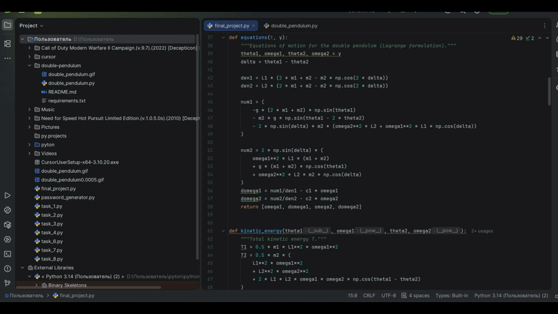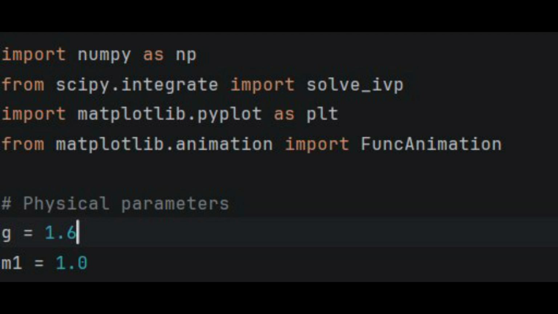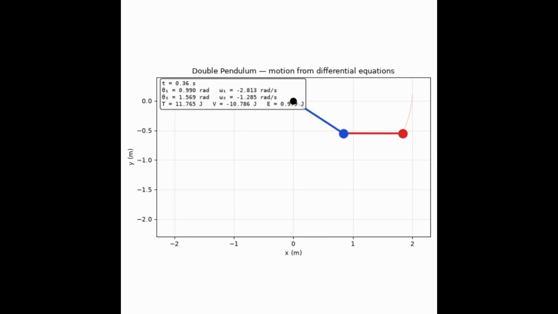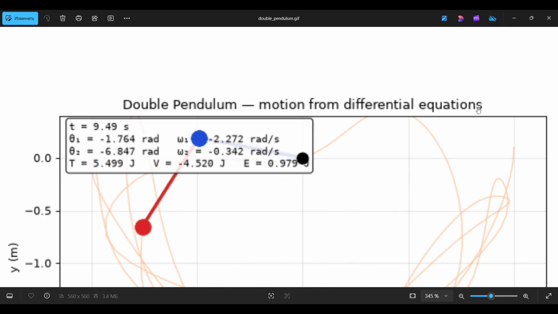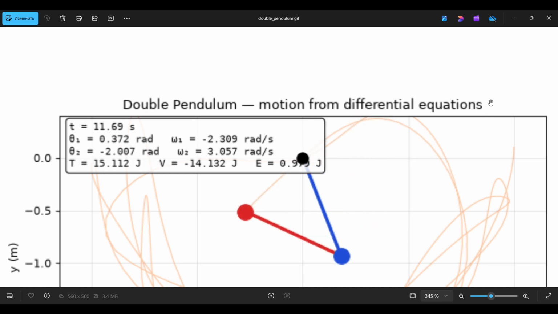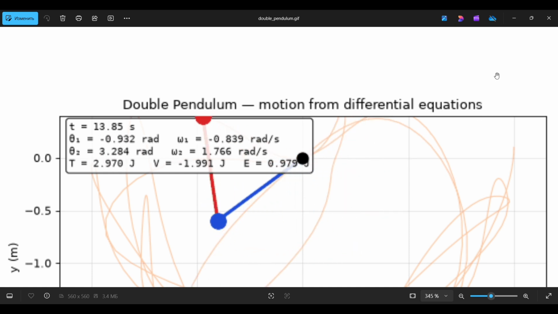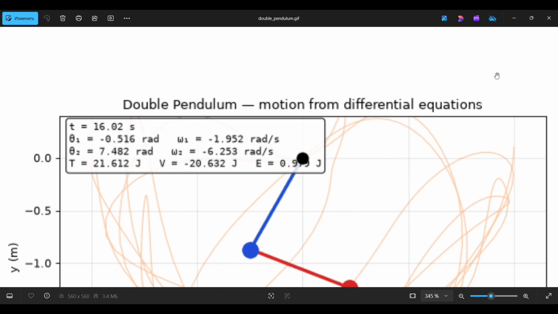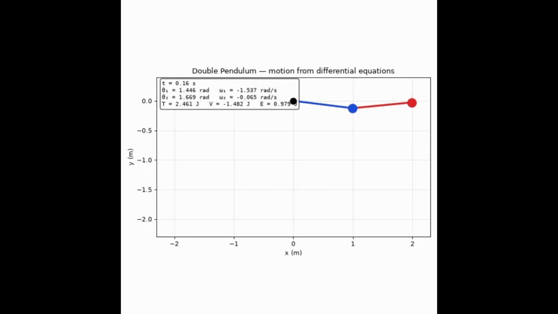After deriving the equations, we implemented them in Python. The system of differential equations was solved numerically using the solve_ivp function from the SciPy library. The animation was created using matplotlib. First, we ran the simulation without damping. As expected, the total mechanical energy remains constant, which confirms the law of conservation of energy.